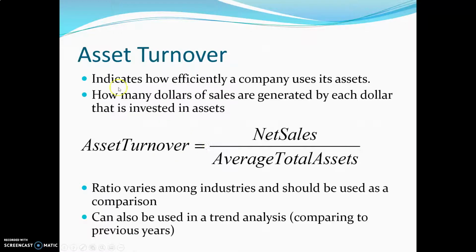The asset turnover indicates how efficiently a company uses its assets. How many dollars of sales are generated by each dollar that is invested in assets. And it's calculated as the net sales divided by the average total assets. This also explains why I got you to tell me about net sales and average total assets in the first review slide. So the ratios vary among industries and should be used as a comparison. And this will become very apparent when we go through some of the examples.